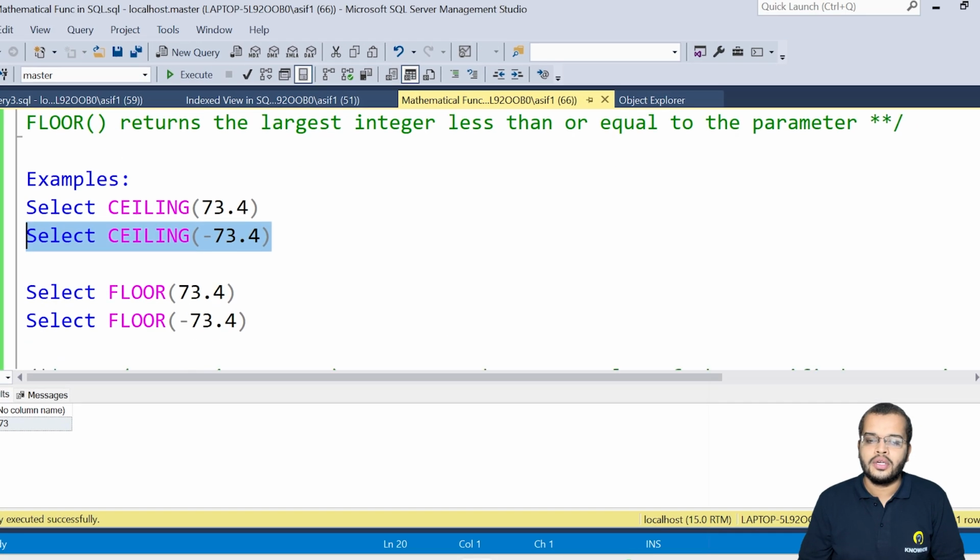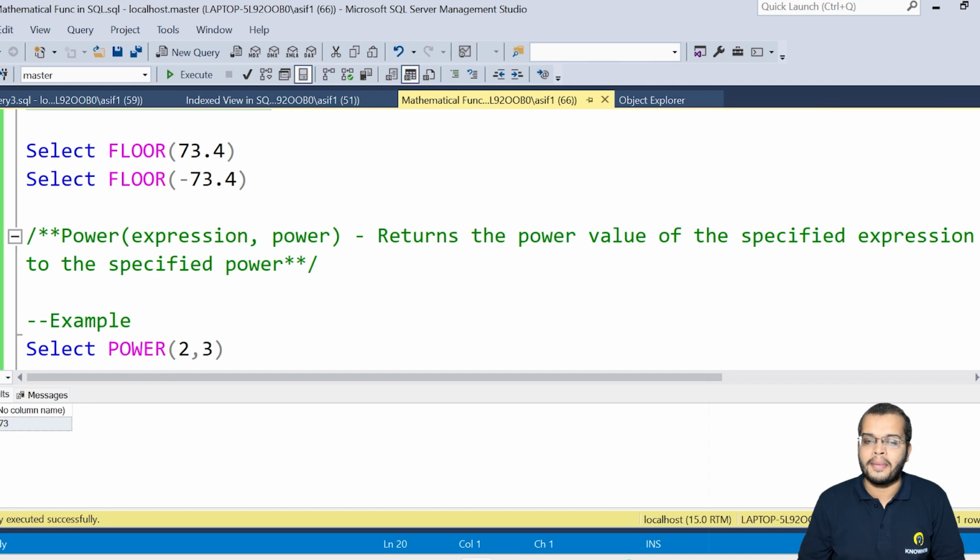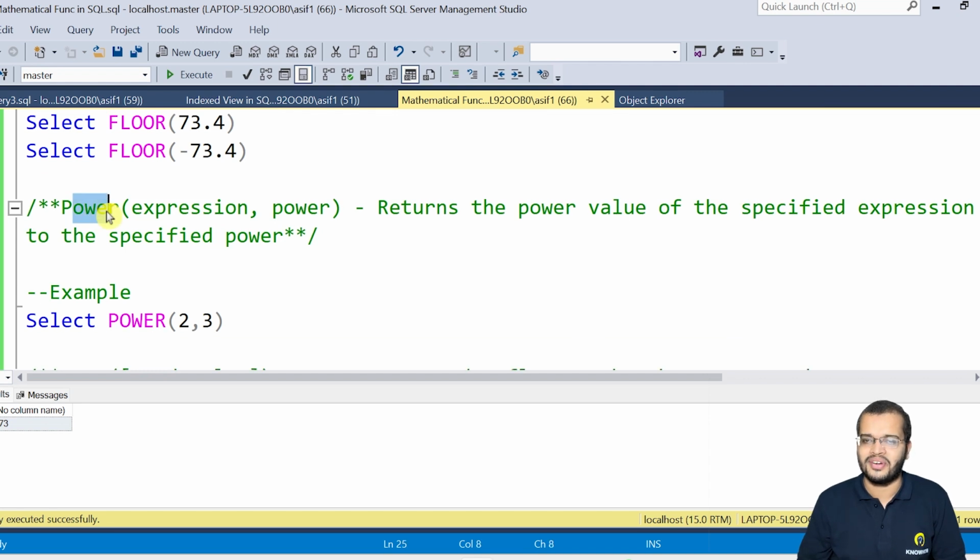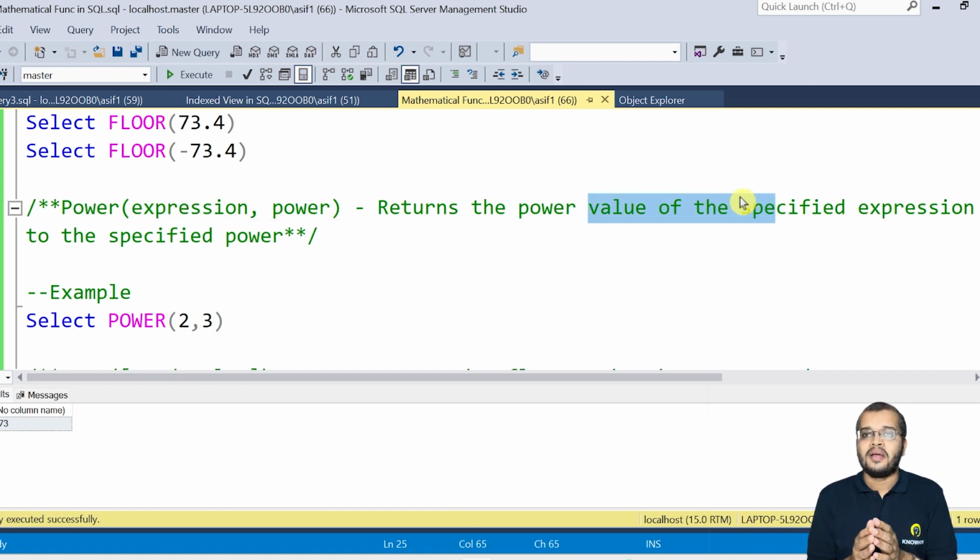Now let me walk into another type of mathematical function, which is power. The syntax for it is expression comma power. It will return the power value of a specified expression. We might have learned these powers in our 9th and 10th standards or intermediate. So when I'm talking about 2 comma 3, that is 2 to the power of 3, so 2 is multiplied how many times? 2 is multiplied 3 times. 2 into 2 into 2. 2 2's 4, 4 2's 8. 8 should be the output.